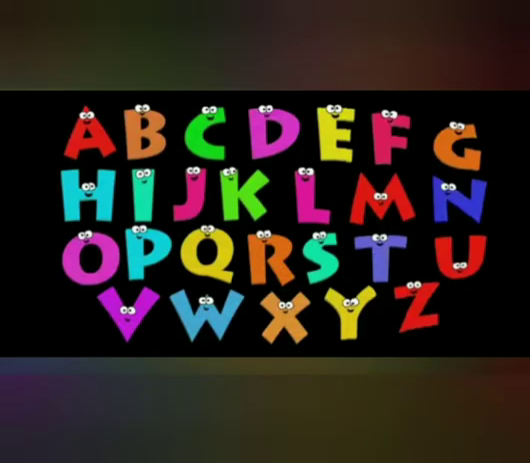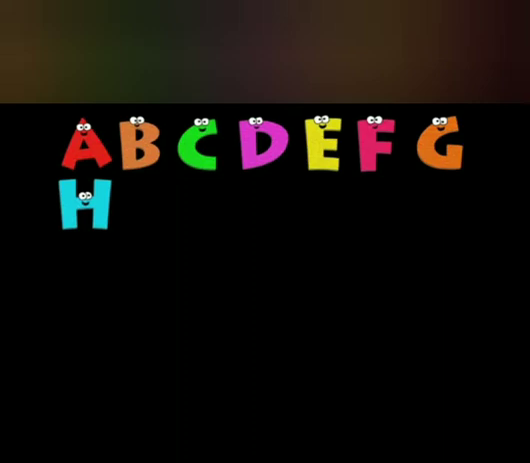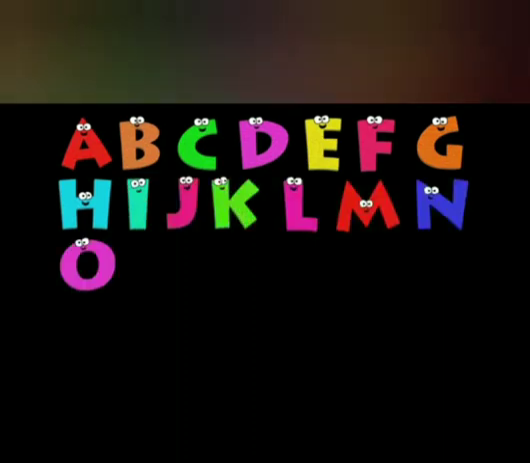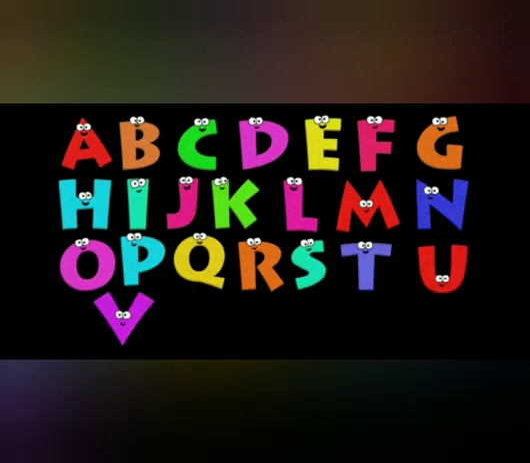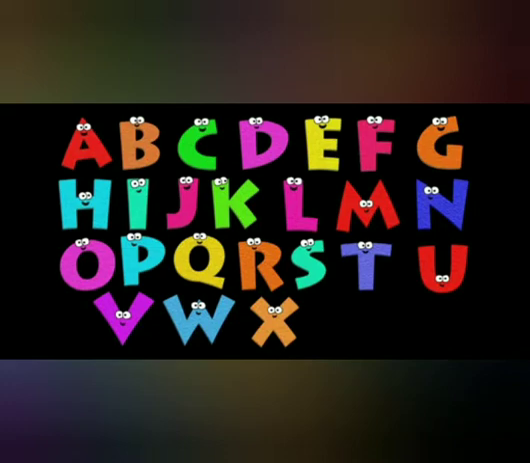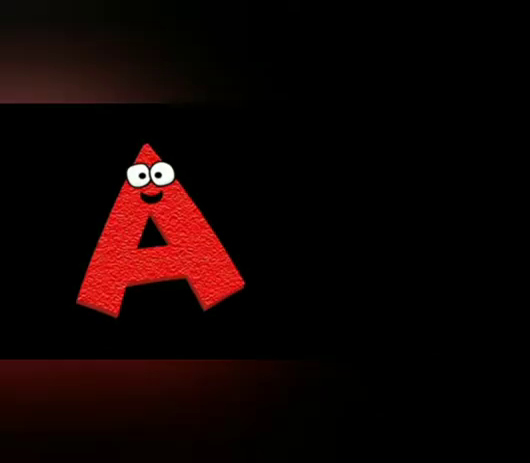Before we learn C and D, let's sing a alphabet song. Let's sing with me, children, from A to Z. A, B, C, D, E, F, G. H, I, J, K, L, M, N, O, P, Q, R, S, T, U, V, W, X, Y, Z. Now I know my A, B, C. Next time won't you sing with me?